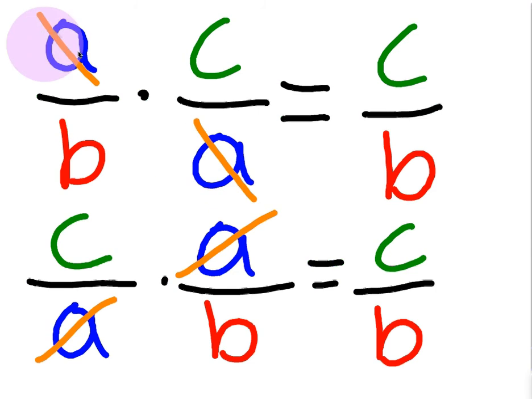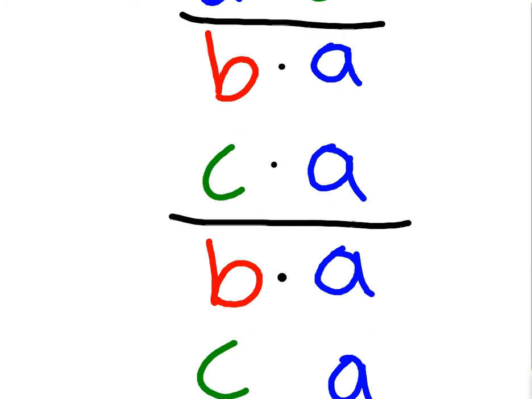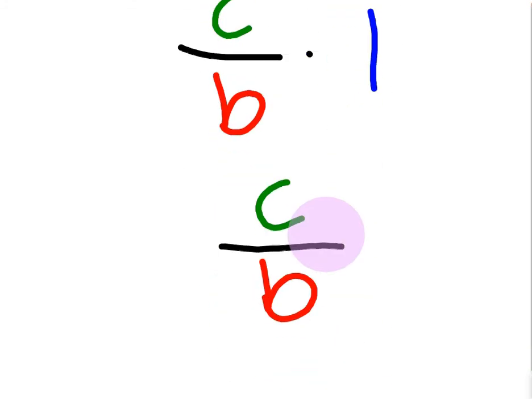So cross cancel the a's. A over b times c over a, just cancel the a's out, and you end up with c over b because of this proof we just looked at. And if you want to look at it a little bit slower, you can slow the video down and take a look at each individual component.